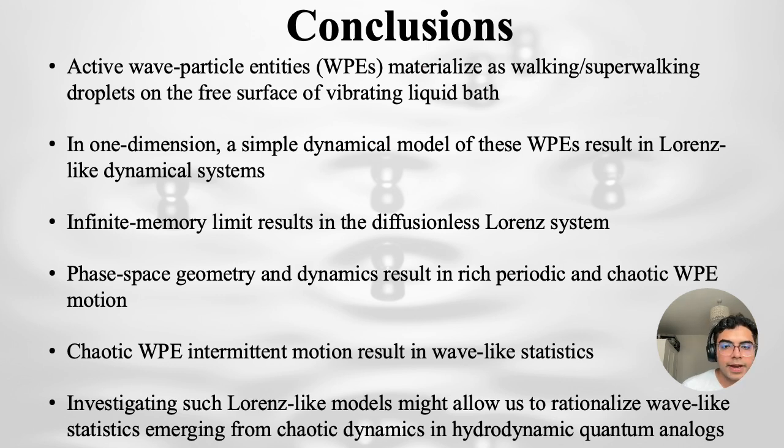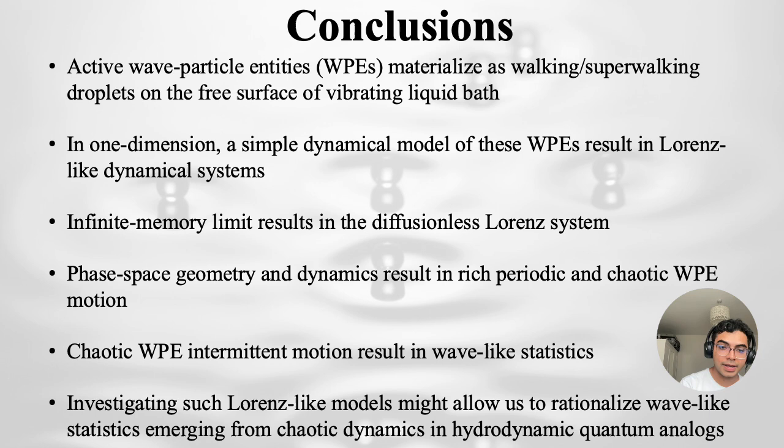All right, so in conclusion, we have active wave particle entities that materialize as walking and superwalking droplets on the free surface of a vibrating liquid bath. In one dimension, a simple dynamical model of these wave particle entities gives us a Lorenz-like dynamical system. And in the infinite memory limit, we get a simpler form, which is the diffusionless Lorenz system. And then we have shown that we can connect the phase space geometry and dynamics of these Lorenz-like systems to different trajectories and motion of the wave particle entity.